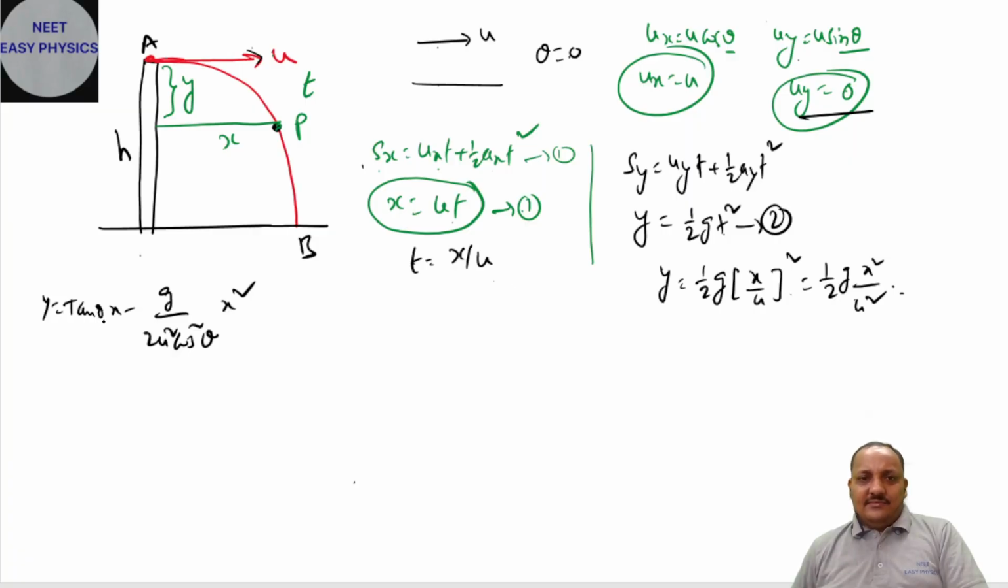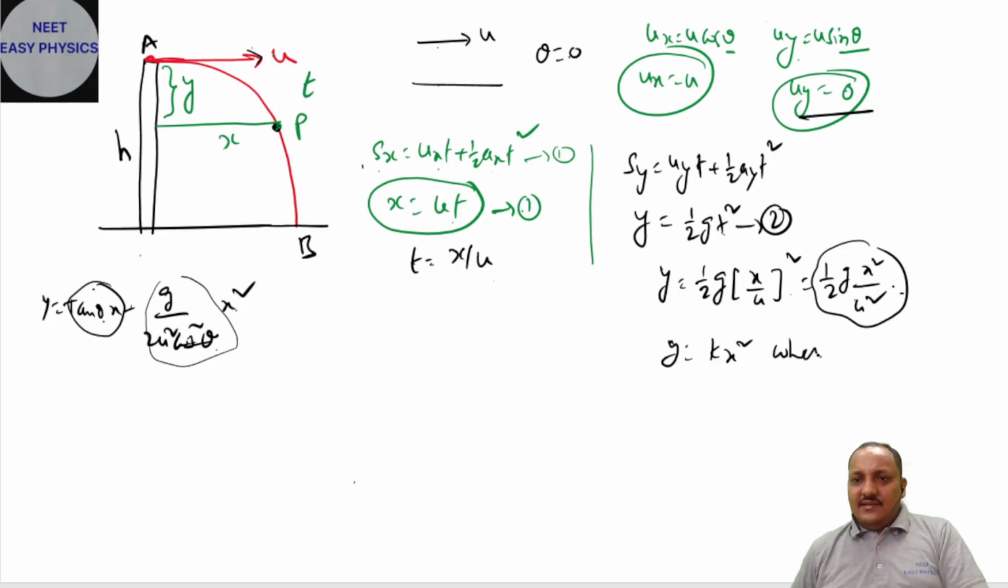Theta value is 0 in this. Therefore, this term will become 0. If we write theta 0, we get g by 2u square x square. So this is equal to this equation. Therefore, y is equal to kx square, where k is g by 2u square. So this is also the path of the horizontal projection from the top of the tower.